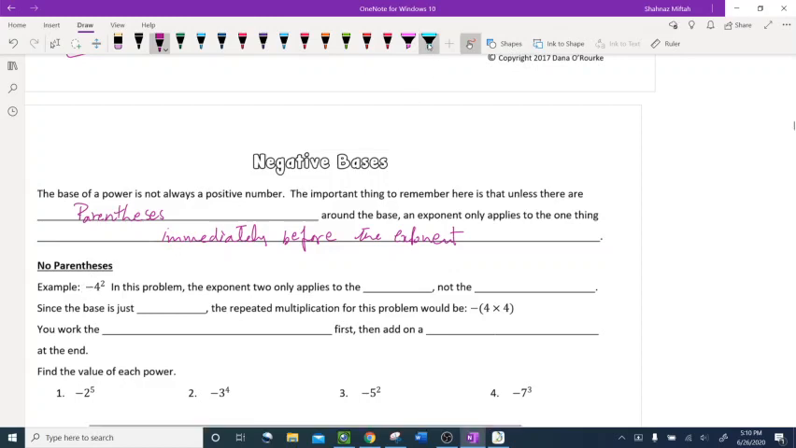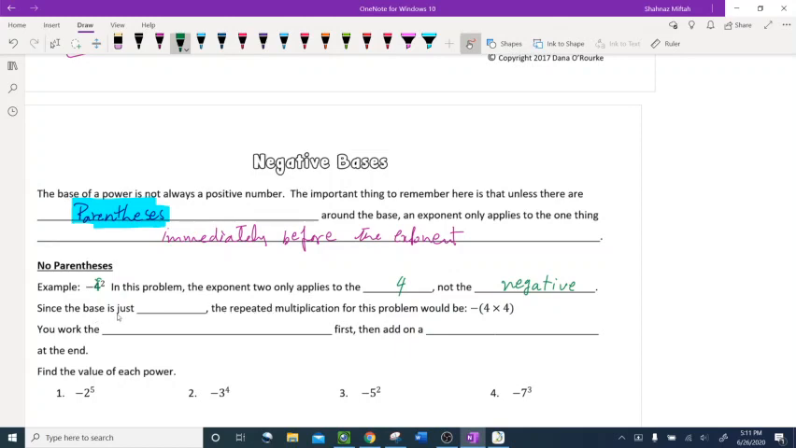So this is important. If you have parentheses, make sure that you pay attention, okay? So let's try no parentheses. The example is negative 4 to the power 2. In this problem, the exponent 2 only applies to the 4, the base, right? Not the negative sign. You can see this 2 only applies to this 4. The negative doesn't have this 2. Otherwise, there should be parentheses or something.